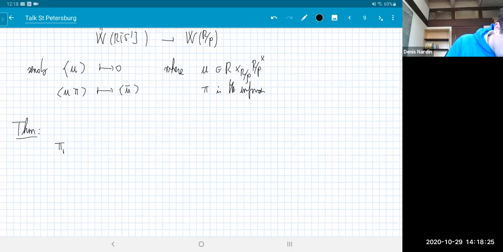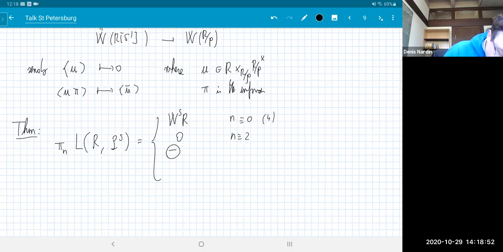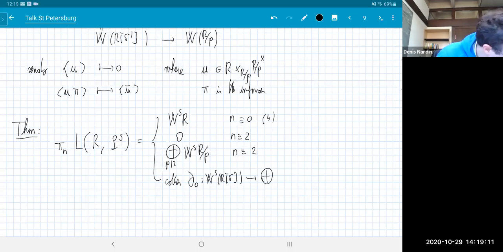But Psi n of R kappa S, or GS, because I'm going to describe the positive degrees. You have the Witt group of R when 4 divides n, so n congruent to 0 mod 4, 0 for n congruent to 2, the sum over all primes that divide 2 of the Witt group of R mod P when n is congruent to 2, and the cokernel of this map delta zero from this thing over all primes for n congruent. No, that's n congruent to one, sorry.